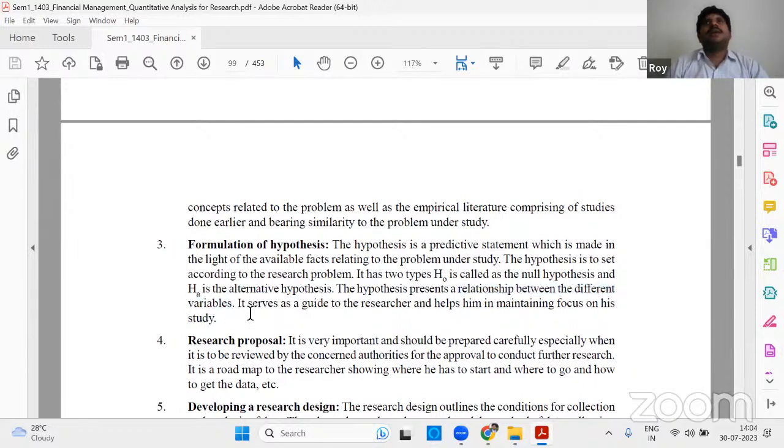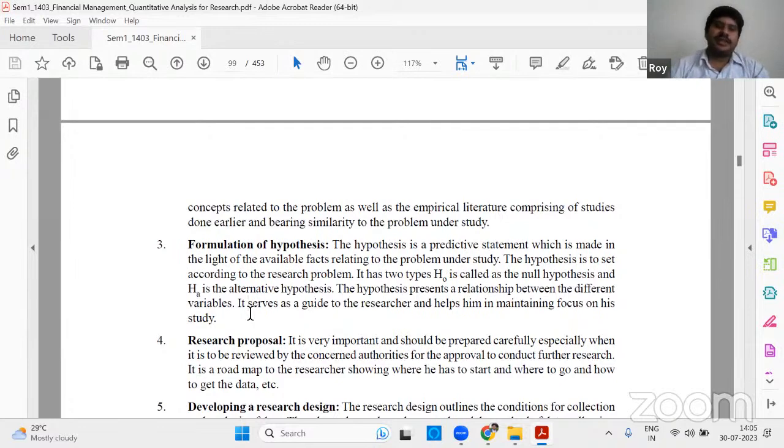Let us say online classes are affecting the exam results. What is the alternative hypothesis for that? Online classes are a cause for a higher pass percentage. It is set according to the research problem. There is a relationship between online classes and the results. That is my hypothesis one. What is the null hypothesis? There is no relationship between online classes and the results. I may go for that. Right. After that, the next one is the research proposal.